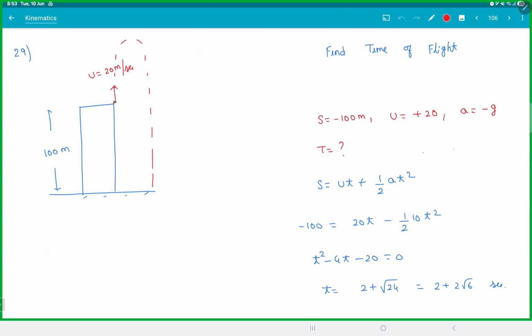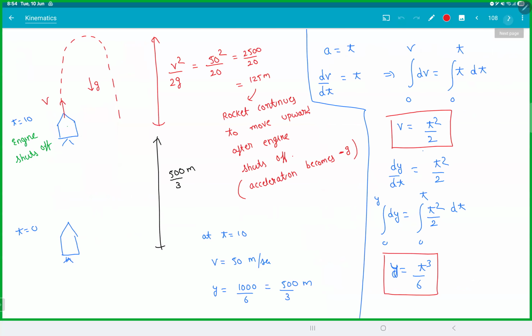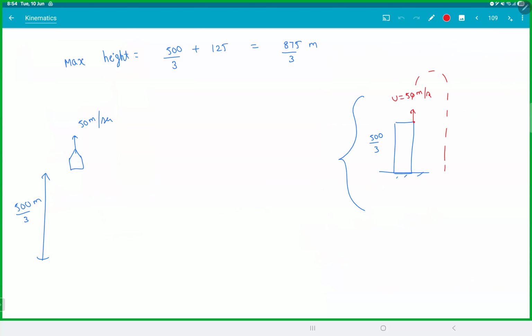So once the rocket engine shuts off, the question simply becomes like a problem where you're throwing it from a building, where the height of the building is the height of the rocket at 10 seconds, and the speed is the speed of the rocket at 10 seconds. Is this making sense? You can simply treat the problem like this. It looks like a problem where you're throwing from a building. So this goes up and comes down. So this displacement will be how much? 500 by 3.